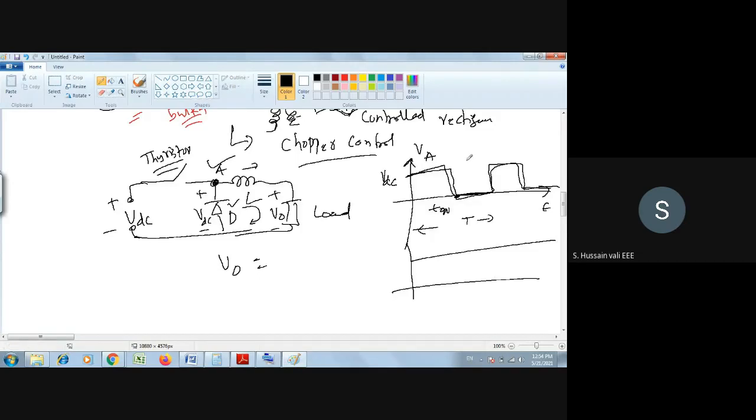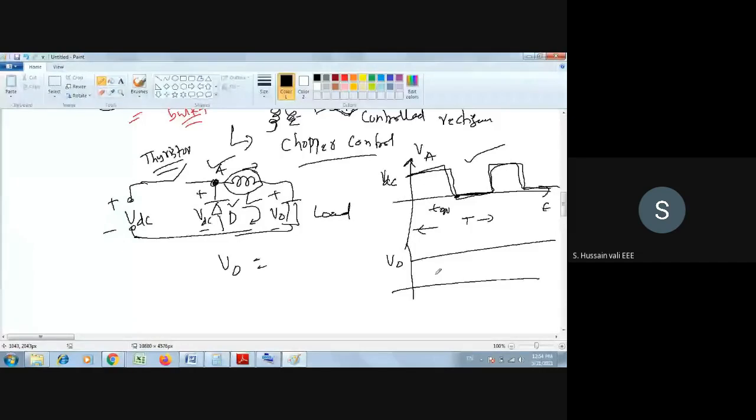Why it becomes like this is that this pulse which I have shown here passes through the inductor, and the inductor smoothens it. So when it smoothens this, the load voltage V naught may become like this, or like this.